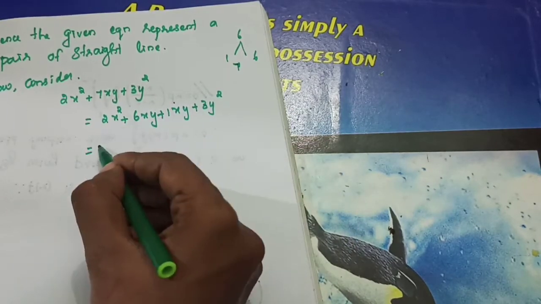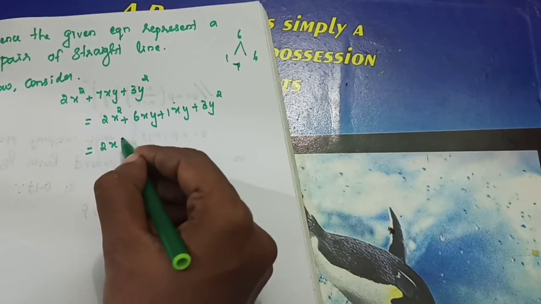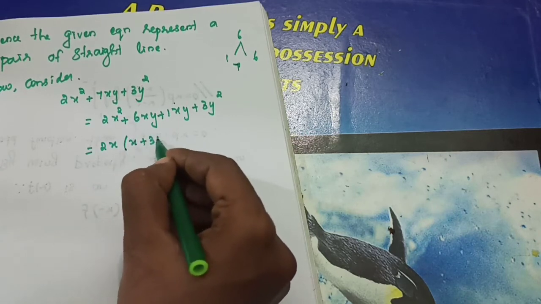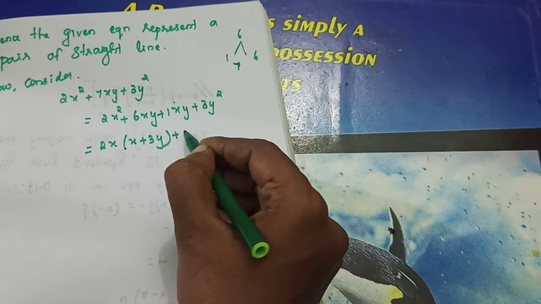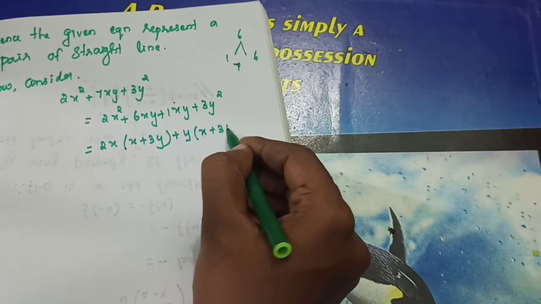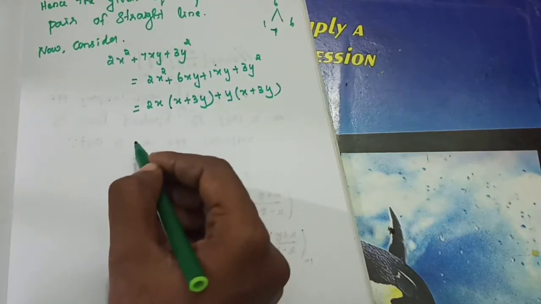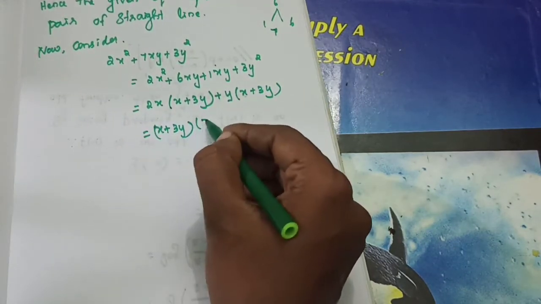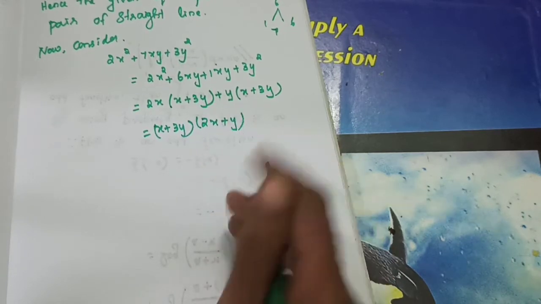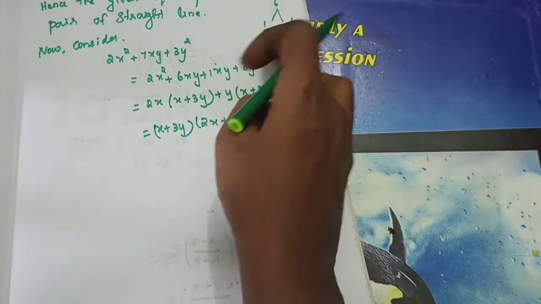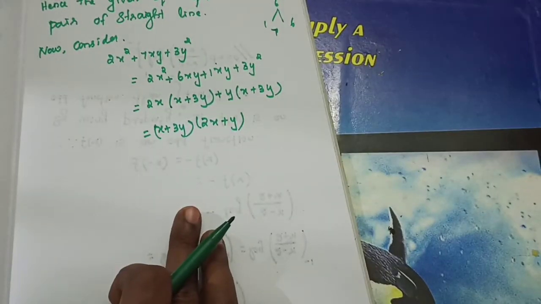So from the first 2 terms, how much is common? 2x is common. So what's the balance? x plus 3y. Same as that, anything is common. So y is common. So how much you get? x plus 3y. So what are the 2 factors here? You got it. x plus 3y is one factor. 2x plus y is one factor. It is a quadratic equation, so degree 2, is it right? Now we have split it. So I have got the two factors.